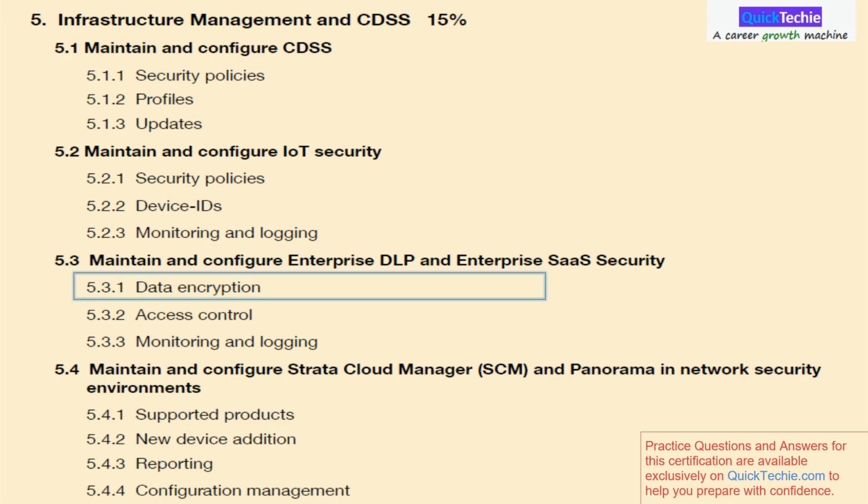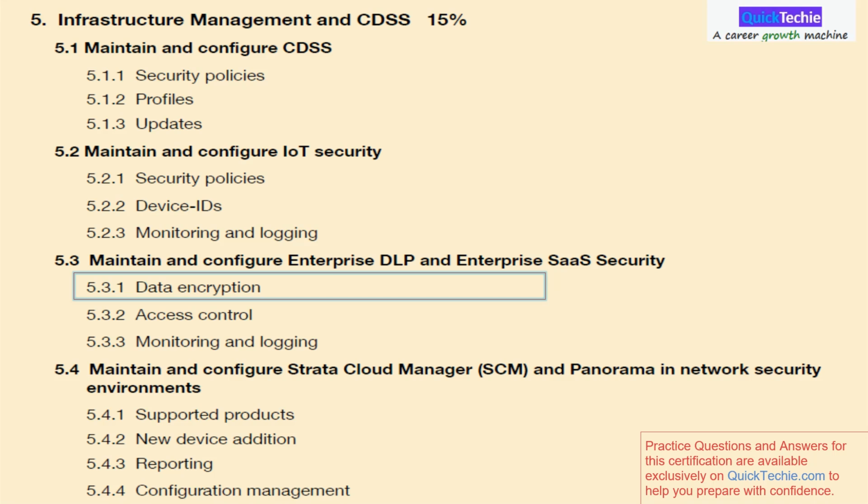This protects sensitive information from unauthorized access, even if other security controls are bypassed. Scenario. Your company policy mandates that all documents containing customer personally identifiable information, PII, stored in your approved cloud storage service must be encrypted. Enterprise DLP can identify and enforce encryption for such files.